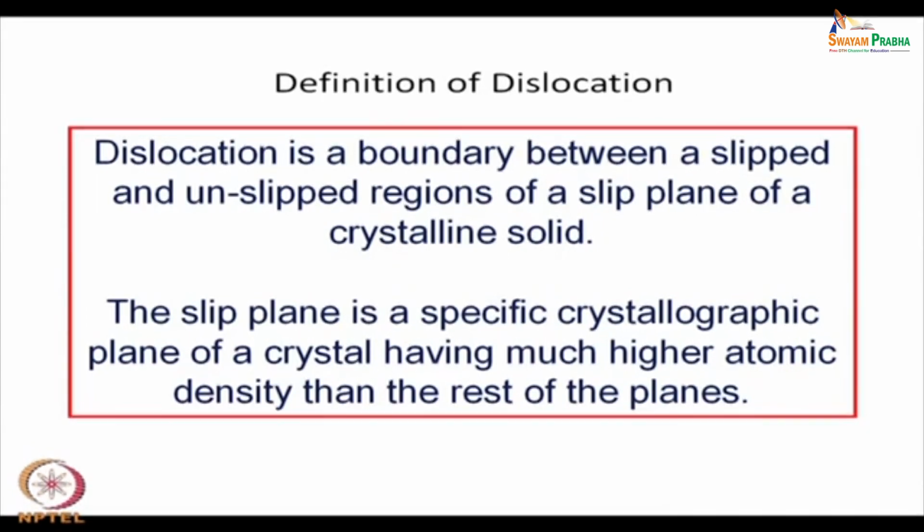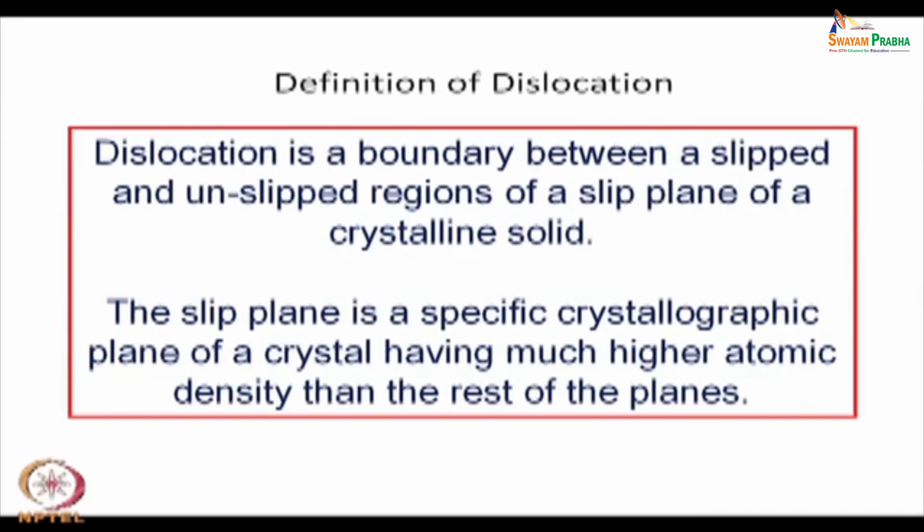Well, as per definition, dislocation is a boundary between slipped and unslipped regions on a slip plane of a crystalline solid. So, a plane is deformed, and partly it is deformed and partly it is not deformed, or partly there is a movement of the atoms and on another part there is no movement of the atoms. So, that is the boundary.